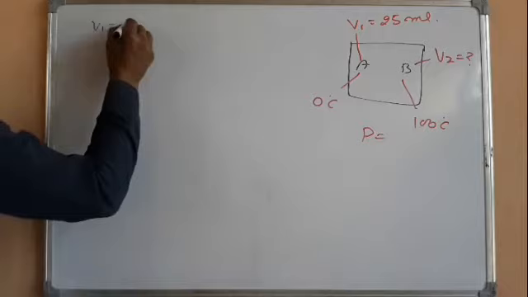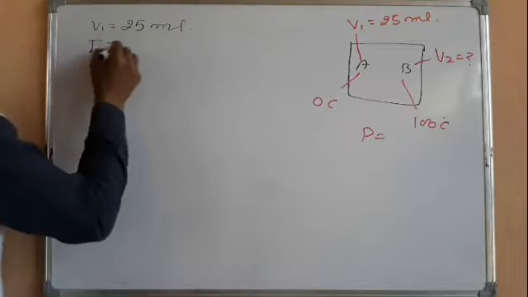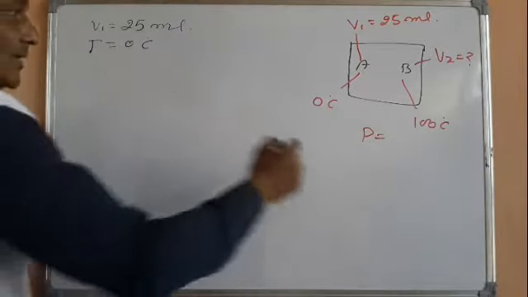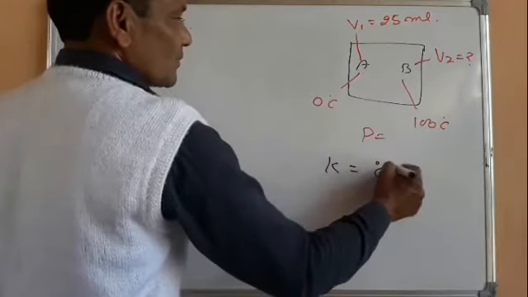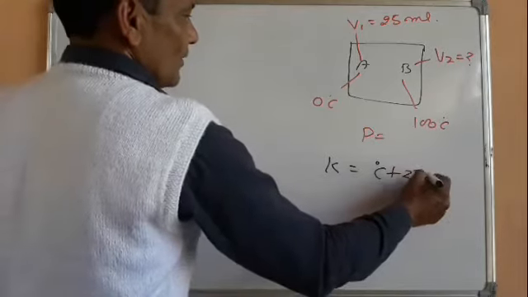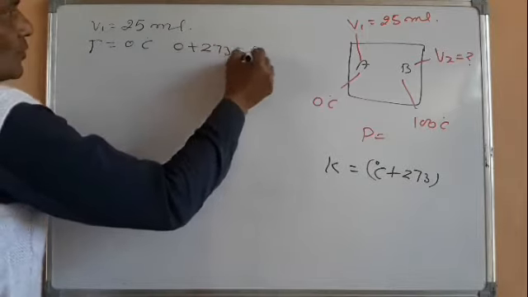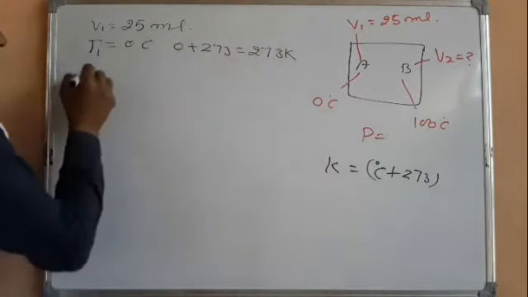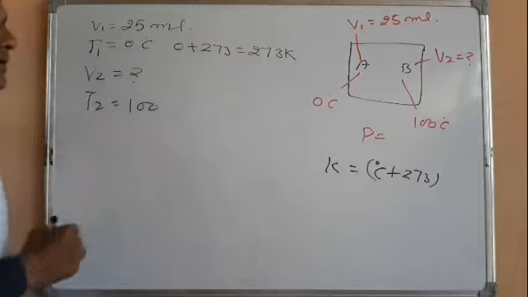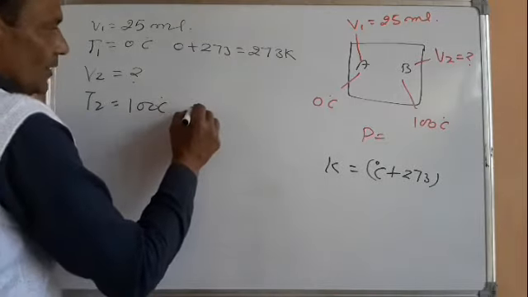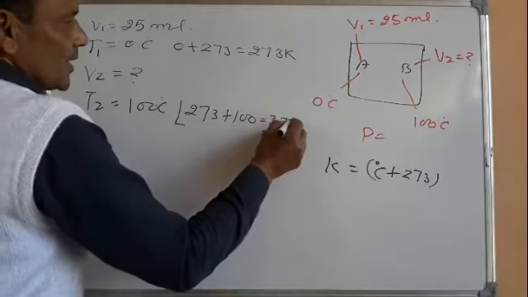So first, V1 is equal to 25 ml and T1 is equal to 0 degrees Celsius. To convert degrees Celsius, take the Kelvin: degrees Celsius plus 273. So 0 plus 273 is equal to 273 Kelvin, T1. And V2 we have to find, and T2 is equal to 100 degrees Celsius. So convert to Kelvin: 273 plus 100 is equal to 373 Kelvin.